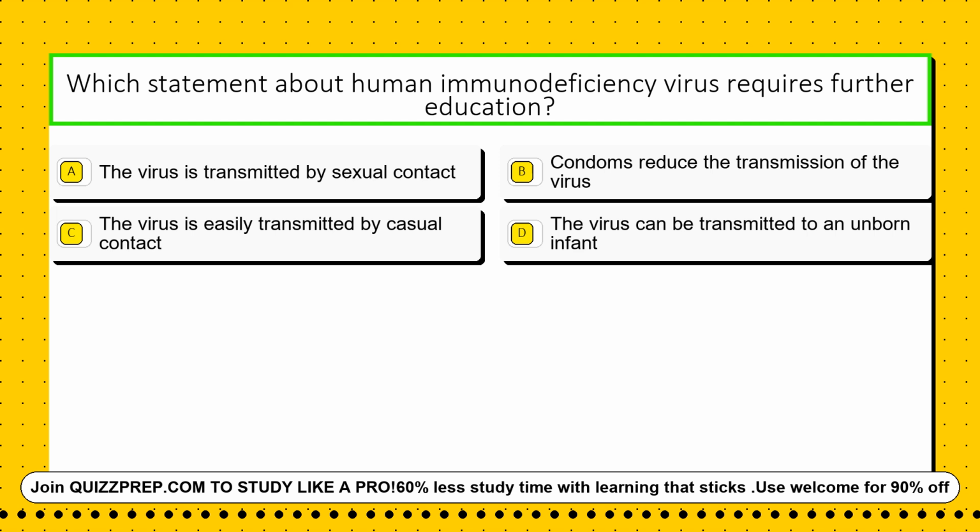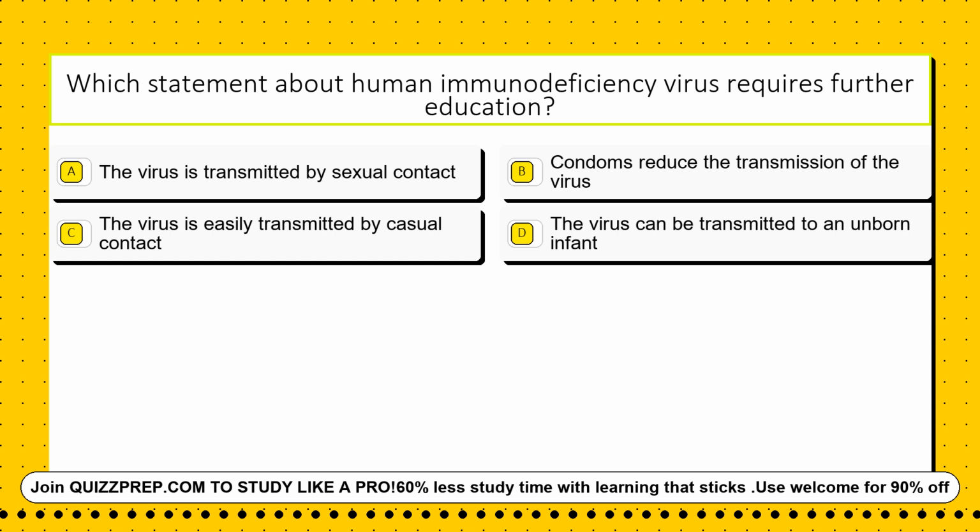Question 15. Which statement about human immunodeficiency virus requires further education? Option A. The virus is transmitted by sexual contact. Option B. Condoms reduce the transmission of the virus. Option C. The virus is easily transmitted by casual contact. Option D. The virus can be transmitted to an unborn infant.